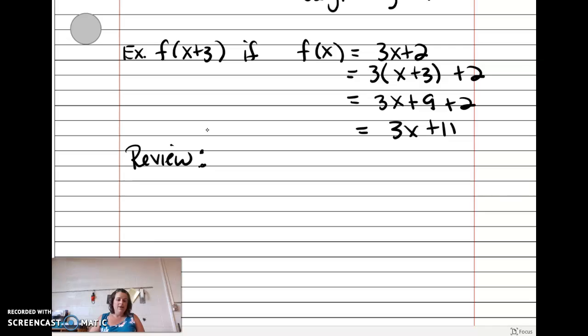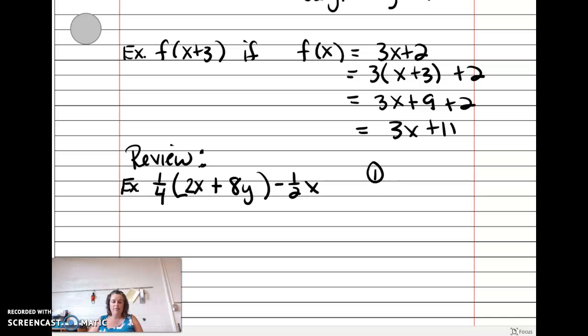chapter 1 test. The first one that I want us to write down and do on your own is this: 1/4 times 2x plus 8y minus 1/2 x. On this one, go through one step at a time using your properties and list out every property used in every step. There are 5 of them. What are the steps used? What are the properties used in every step?